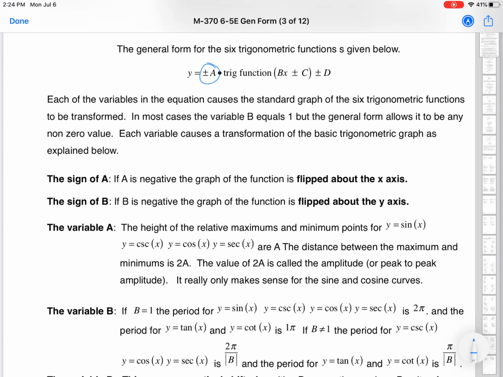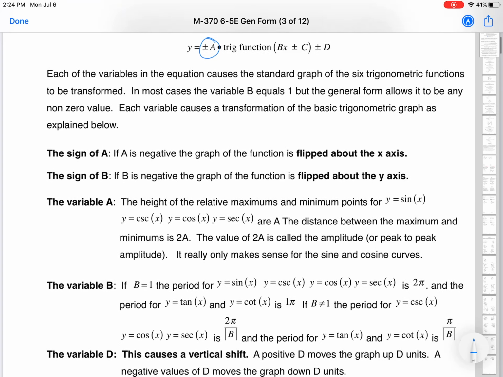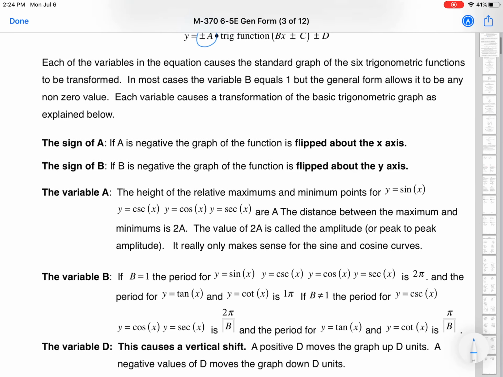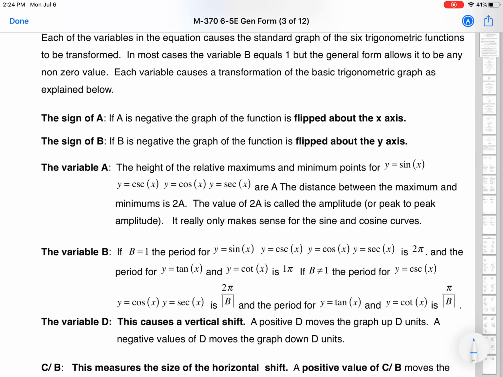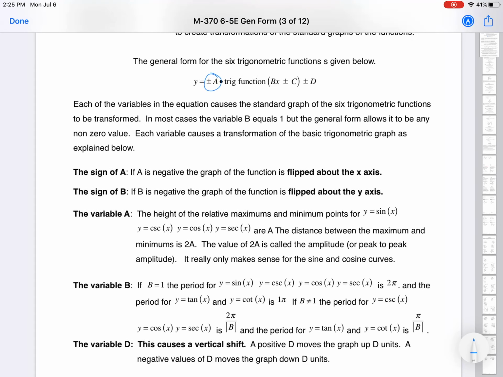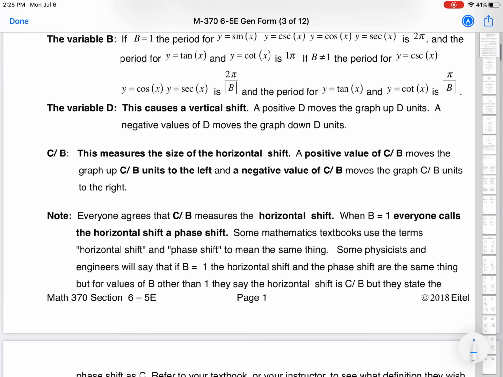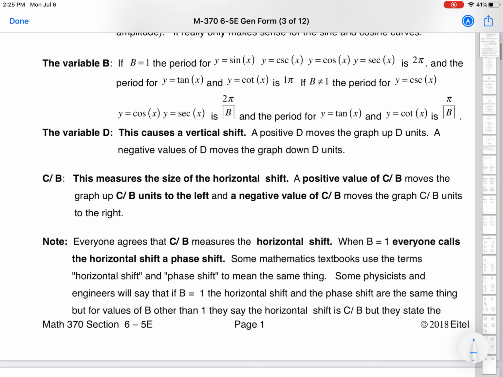We have to be a little bit careful as we go through there. So it says the variable B: if B is equal to 1, the period is 2 pi. If B is not equal to 1, then the new period is 2 pi divided by B. The variable D causes a vertical shift, so D causes us to go up and down. And the ratio of C to B is the horizontal shift. That's what we had to be careful of.